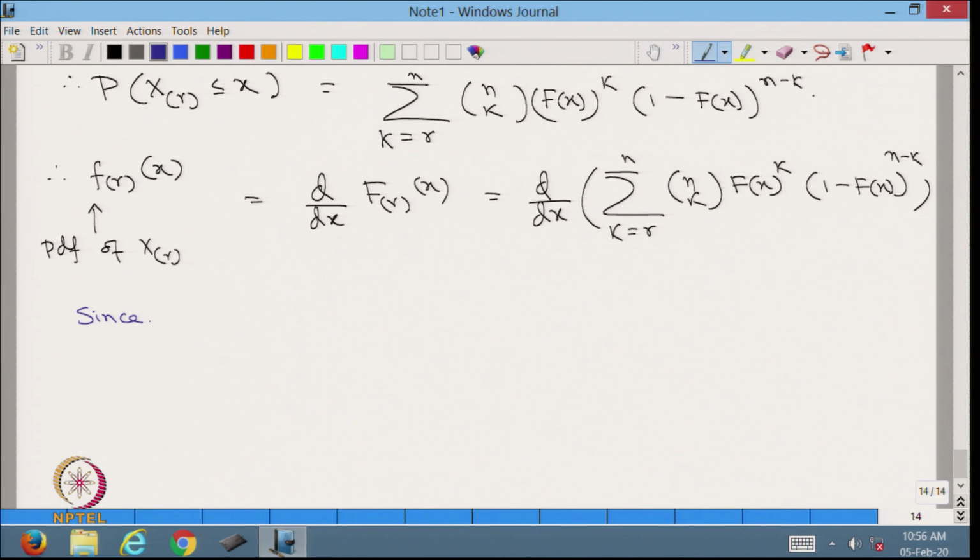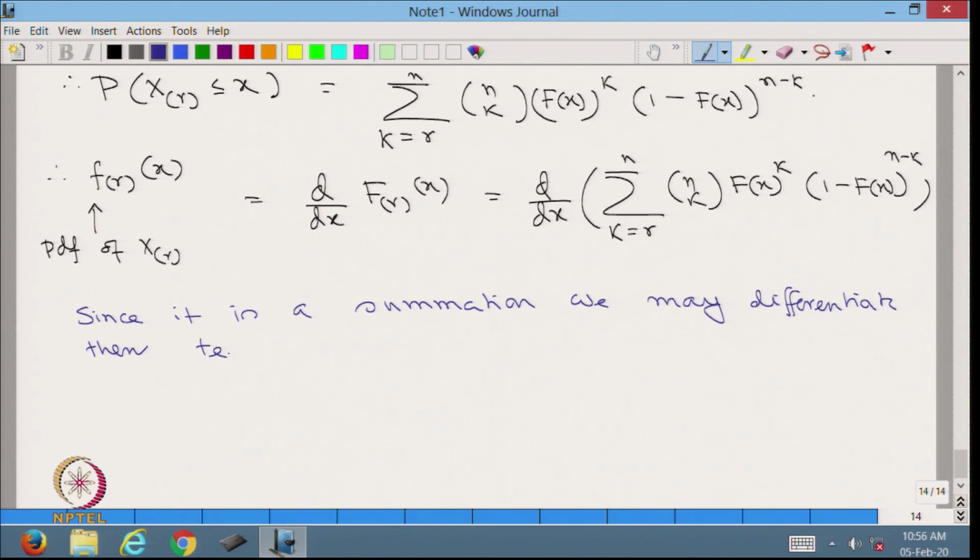Since it is a summation, we may differentiate them term by term, by varying k from r to n.